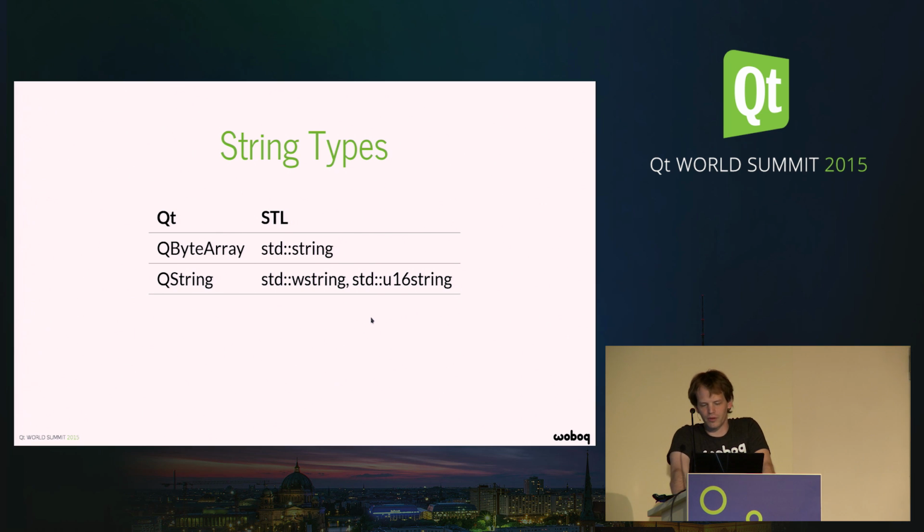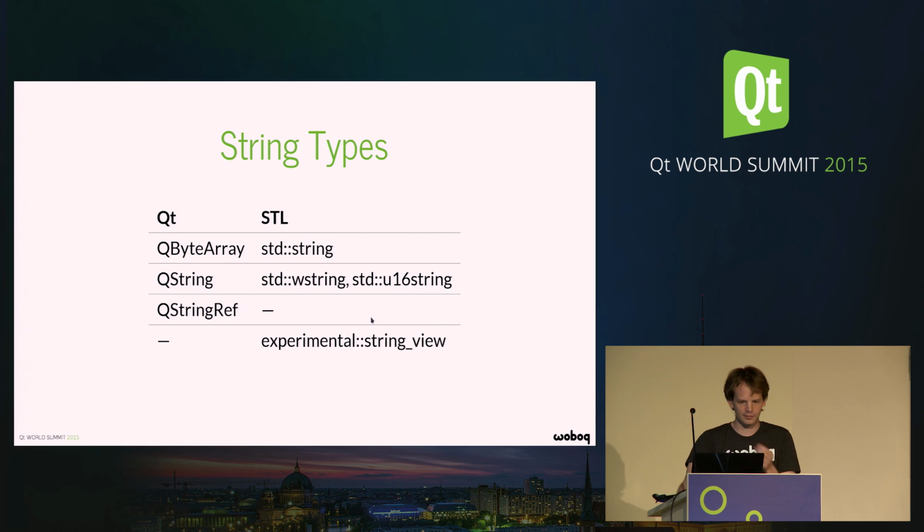So the equivalent of QString would be std::u16string. std::wstring, which stands for wide string, is from before C++11, but the problem with it is that depending on the platform, it would be UTF-32 or UTF-16. Then there is QStringRef, which is basically a reference to the inside of a QString, and you also have the experimental string_view, which is a bit like QStringRef. I'll come to that later.